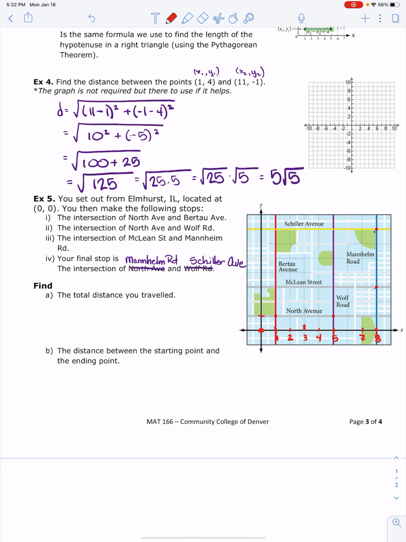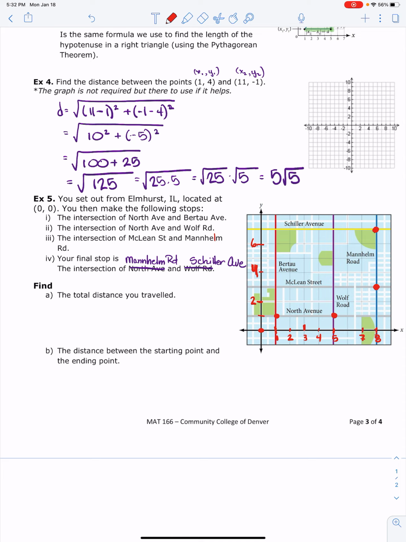And to the north, same thing. 2, 3, 4. Okay, so we stop at the intersection of North Avenue and Bertow Road, and then North Avenue and Wolf Road, and then McLean and Mannheim, which is right here, and then Mannheim and Schiller right here.